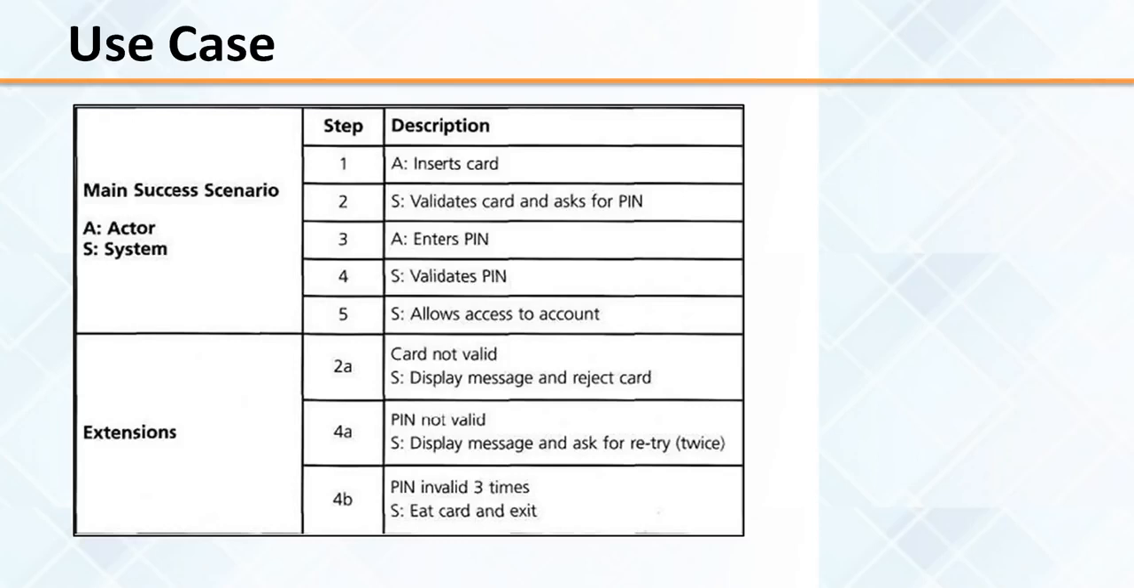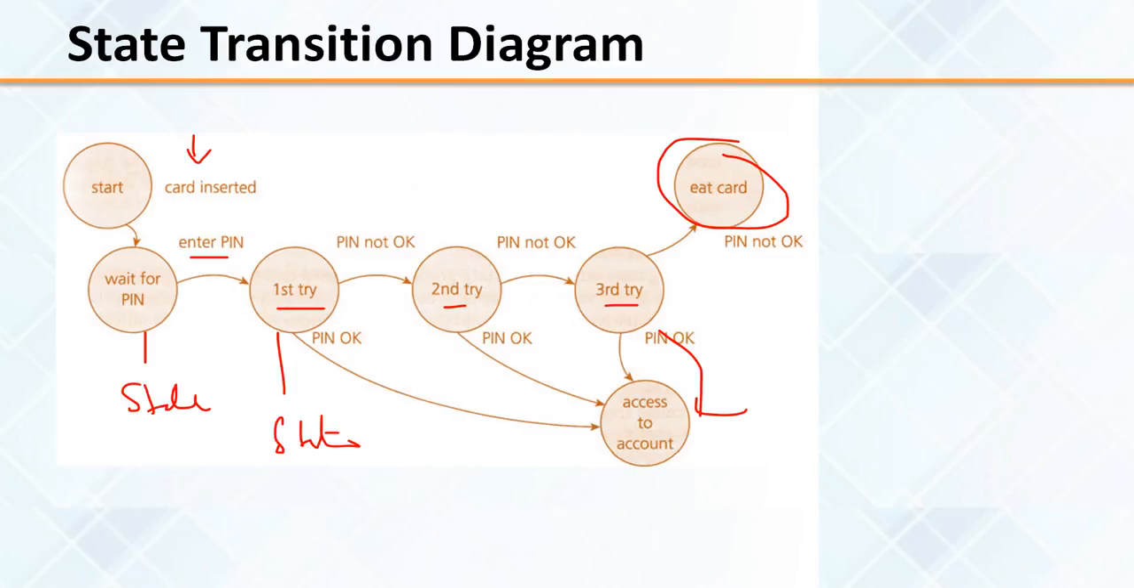So this is a simple use case. If you have observed here, there are two components here, actor and the system. So here these two people are interacting, actor and the system. So the same scenario, this is a state transition diagram, right? For the same scenario, this is a use case.